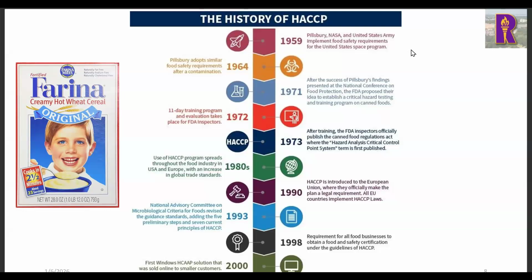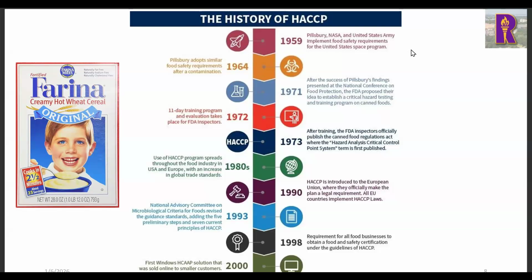As years go by, there were further improvements in HACCP, and finally, it was undertaken by Codex to stabilize and globalize it. And now we have the seven principles of HACCP, which are followed all over the globe.